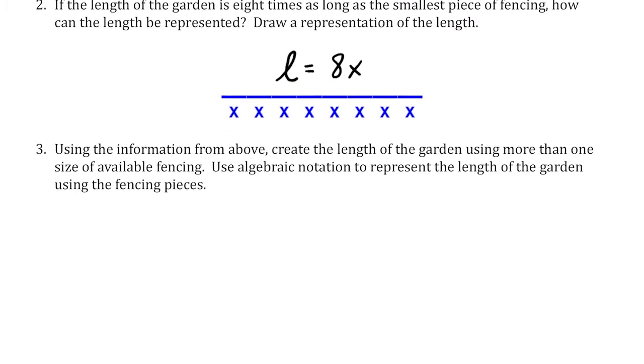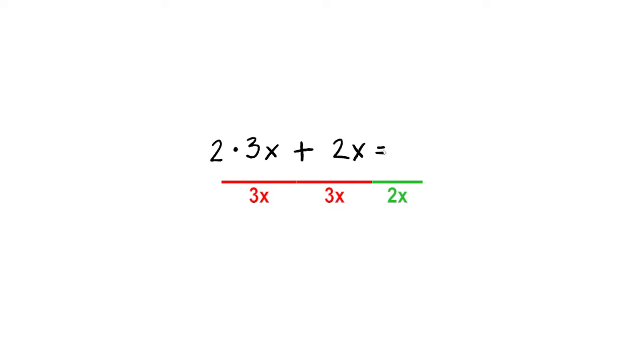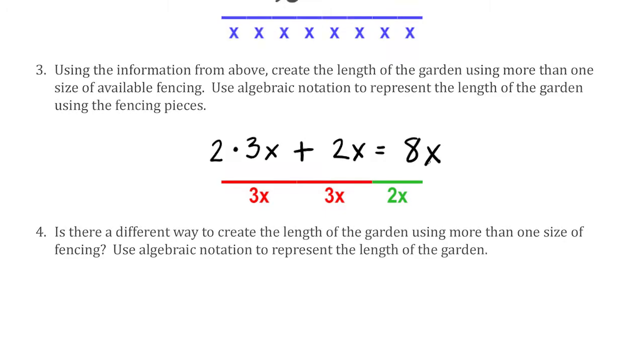Part 3 states, create the length of a garden using more than one size of available fencing. Use algebraic notation to represent the length of the garden using the fencing pieces. One way to do this would be to have 2 of the 3X size pieces for 6X, plus 1 of the 2X size pieces for 2X, for a total of 8X. This would be written as 2 times 3X plus 2X equals 8X.